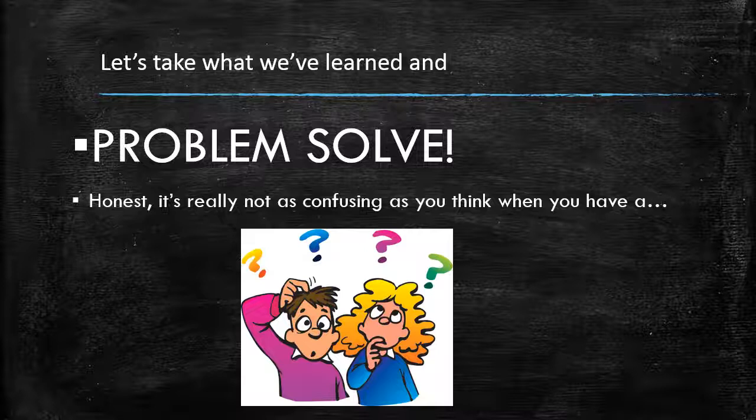So what we're going to be doing now is taking what we've learned thus far in Unit 1 and we are going to problem solve. And honestly, it's not as confusing as you think. Sometimes when we're working with word problems, we can look at a word problem and go, ah! We are going to take our 5-step problem solving plan and use it to help us with setting up, identifying, and solving those problems.